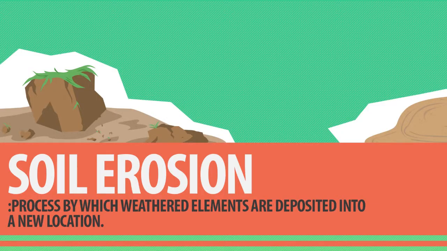When rocks are broken down, they turn into sediments like sand and dirt. These sediments are then moved around by a process that we call soil erosion. Soil erosion is the process by which weathered elements are deposited into new locations. It's basically responsible for the continued reshaping of the Earth's surface. Soil erosion is partly responsible for how our Earth looks like. Those beautiful rolling hills? Thanks, soil erosion.